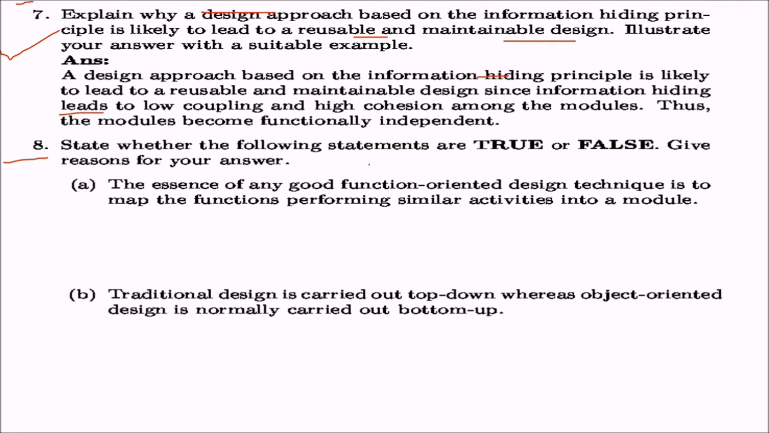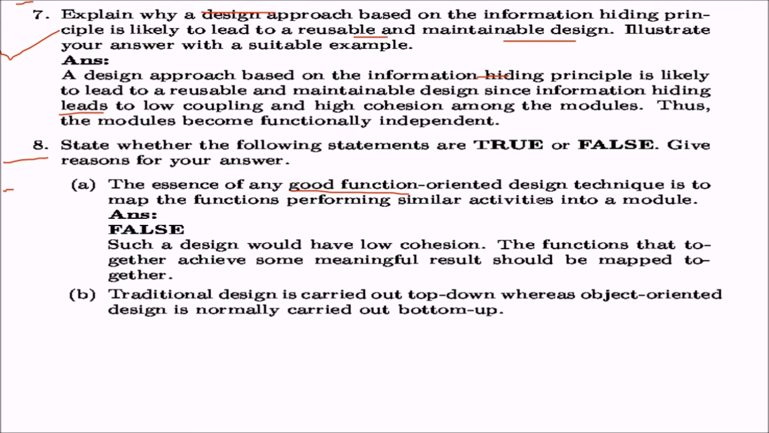State whether the following statements are true or false. Give reasons. First: the essence of any good function-oriented design technique is to map the functions performing similar activities into a module, and this is false. Why? Again, we'll read the question. The essence of any good function-oriented design technique is to map the functions performing similar activities into a module. And this is false because the design would have low cohesion. We want high cohesion. The functions that together achieve some meaningful result should be mapped together, right?